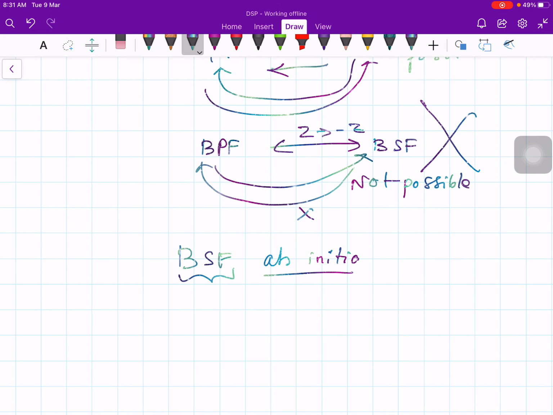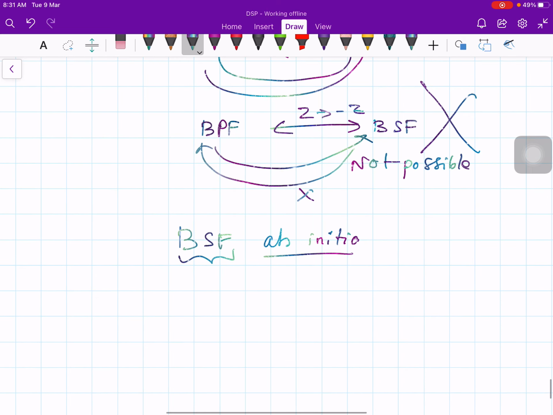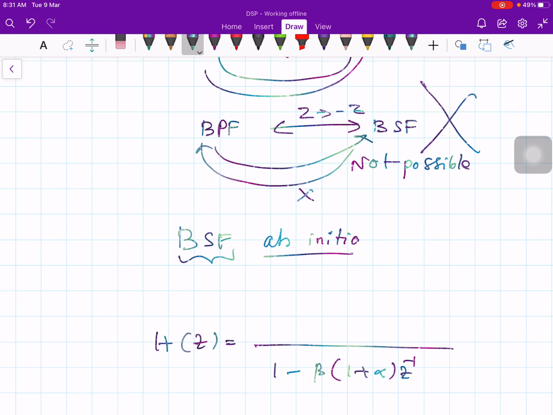So the simplest second order band stop filter that has been worked out by the same trial and error method is H of z equal to, the denominator is the same, 1 minus beta times 1 plus alpha z inverse plus alpha times z to the minus 2. In the numerator, it's a band stop filter, so 1 plus, I need some term, plus z to the minus 2. Let us figure out what this term is.